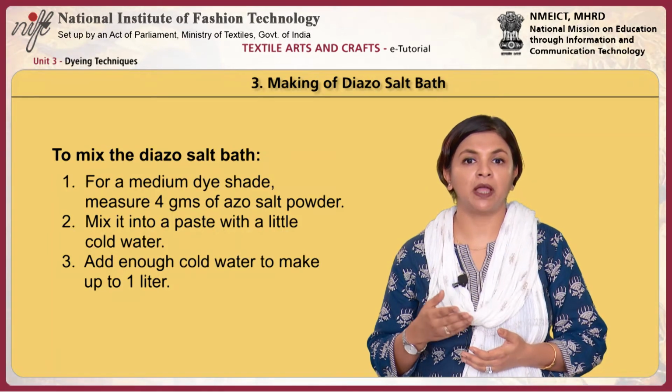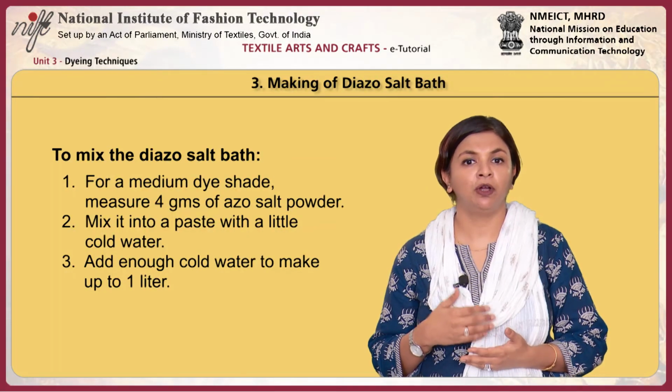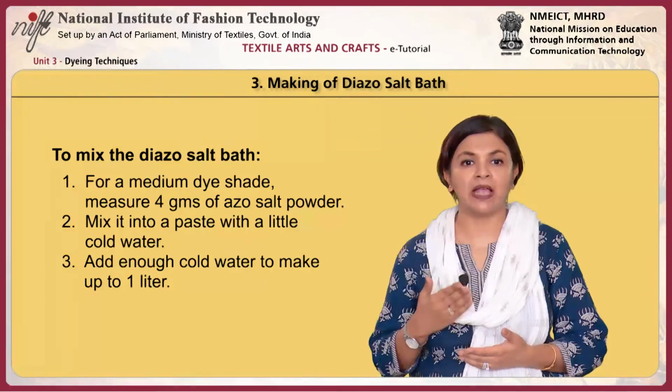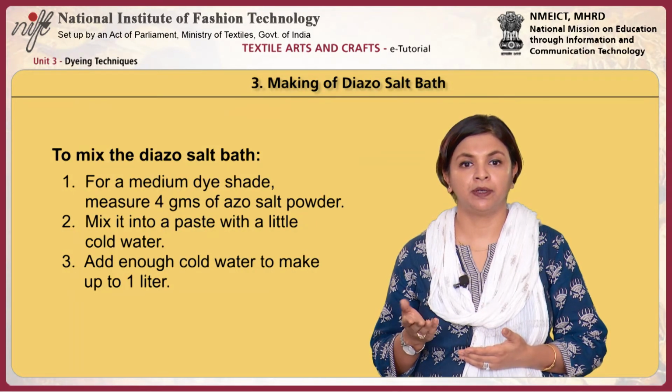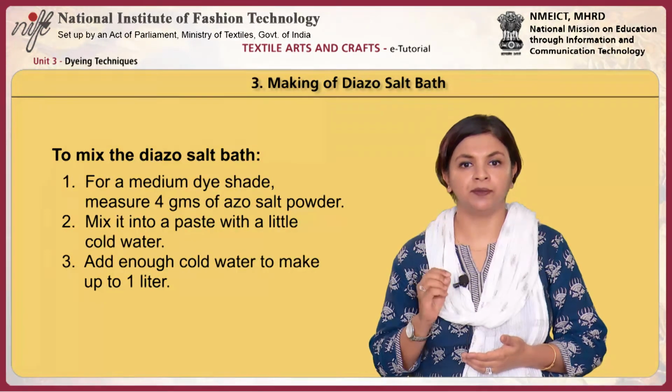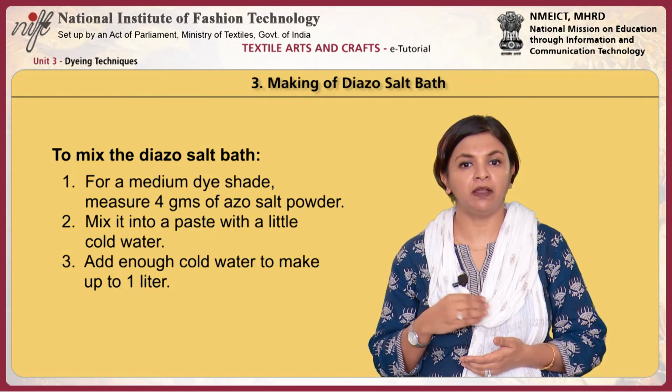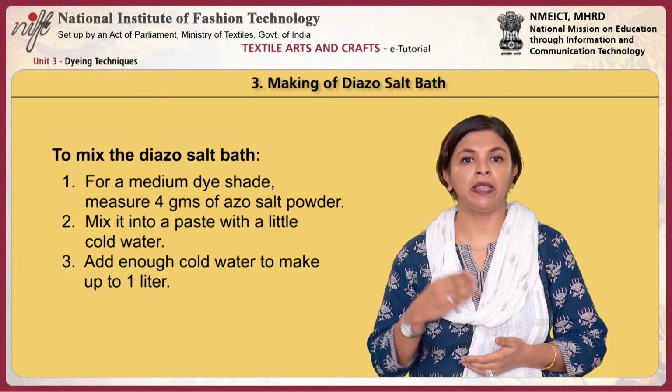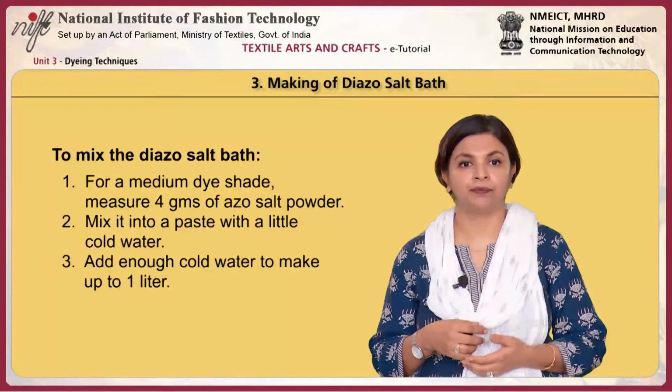For a medium dye shade, measure 4 grams of azo salt powder. Mix it into a paste with a little cold water. Add enough cold water to make it up to 1 liter.